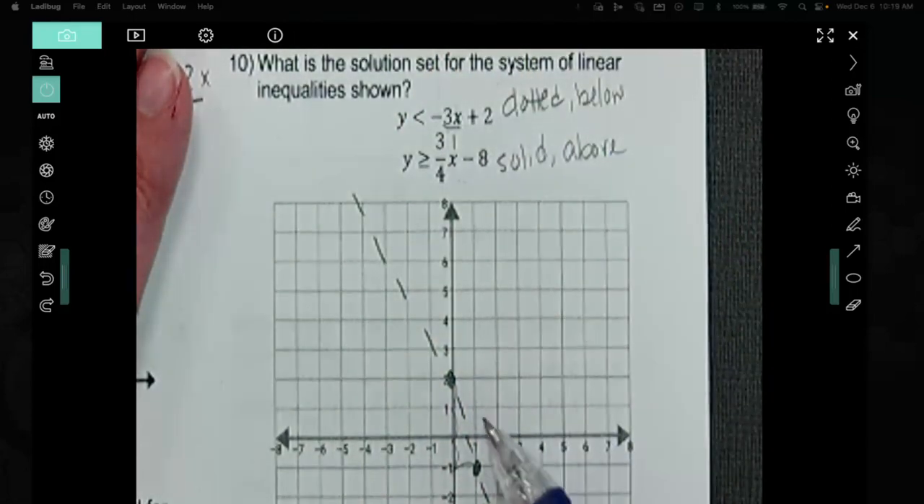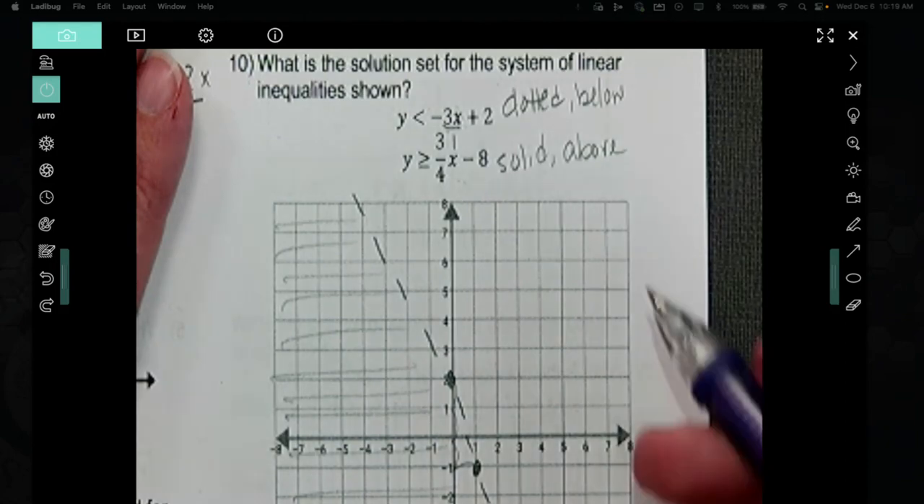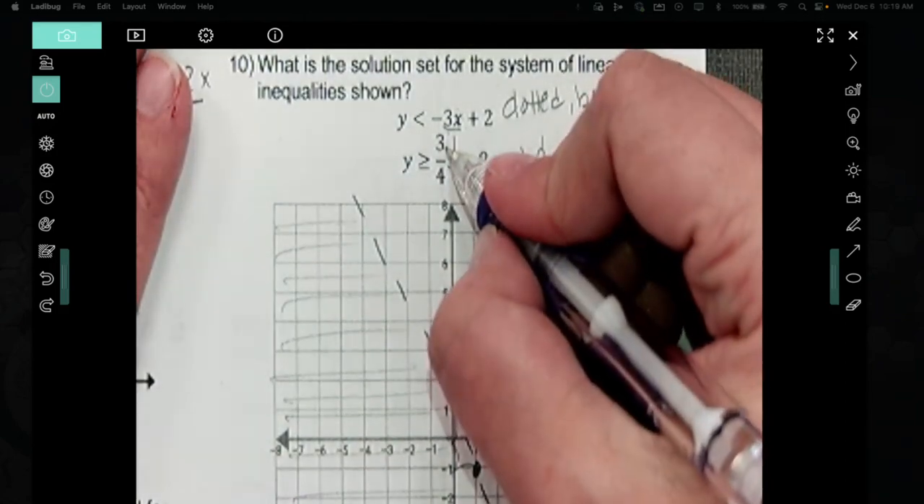I'm going to shade below, right? Below the -2 is down here, so I'm going to do that real light. So when I do the other direction, I can see my overlap. -8 is way down here.